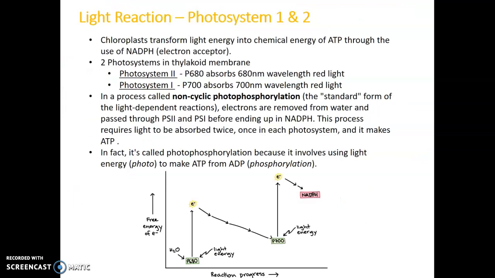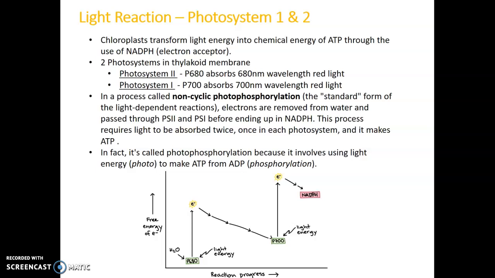So the light reaction has 2 parts to it, photosystem 2 and photosystem 1. Photosystem 2 happens first, and then photosystem 1 occurs. The reason why it's backwards like this is because photosystem 1 was discovered first, and then photosystem 2 was discovered. So that's why they're named backwards.